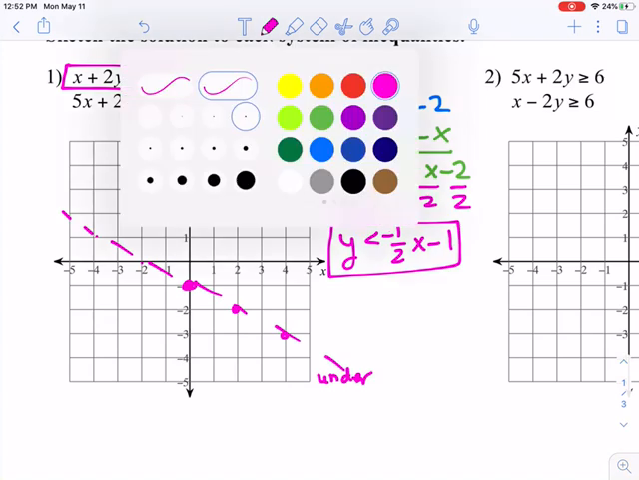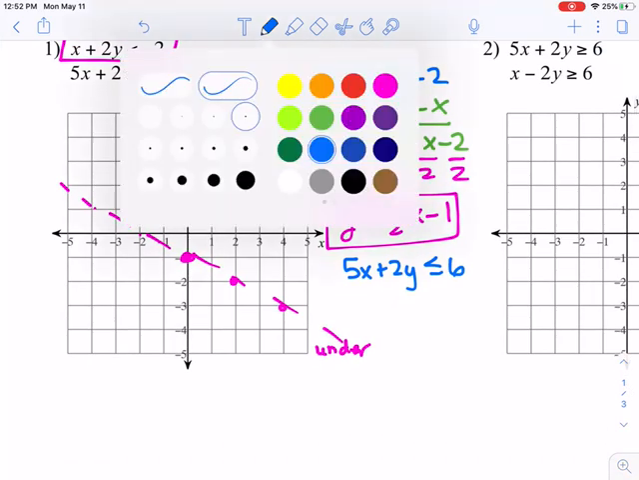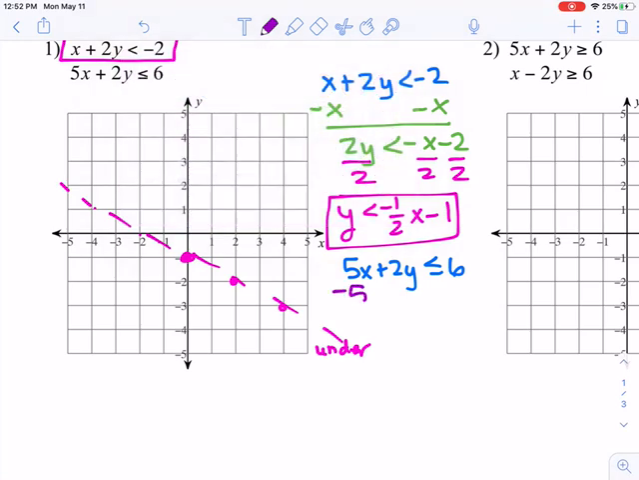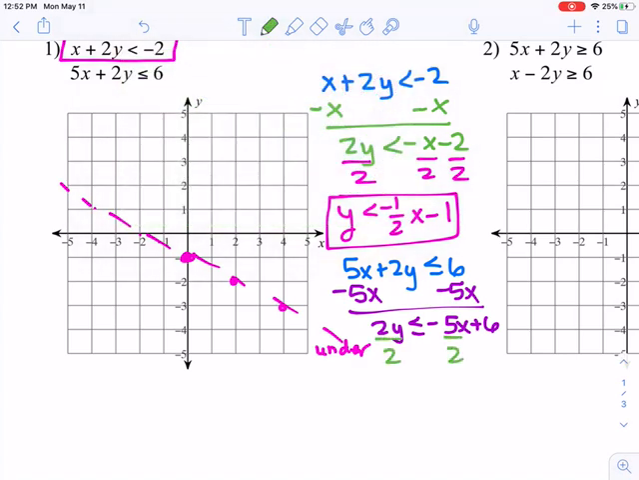Now let's take a look at our second line. So our second line is the line 5x plus 2y is less than or equal to 6. So this time I want to go ahead and subtract the 5x from both sides. And I'm left with 2y is less than or equal to negative 5x plus 6. Now you want to get the y by itself, so divide everything by 2. And our second line is y is less than or equal to negative 5/2 x plus 3.